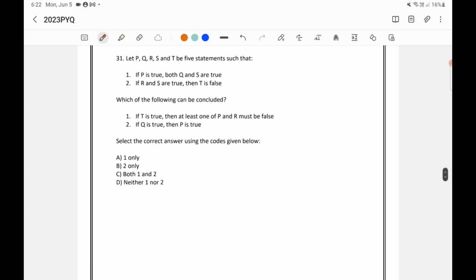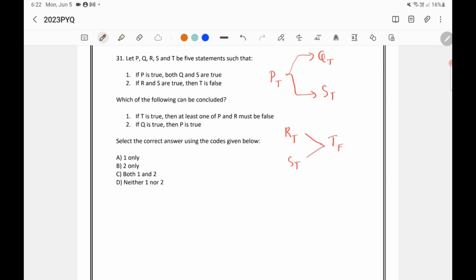Let P, Q, R, S and T be 5 statements such that if P is true, then both Q and S are true. So Q is true and also S is true. The second statement says that if R is true and S is true, then T is false. So these are the two statements given.